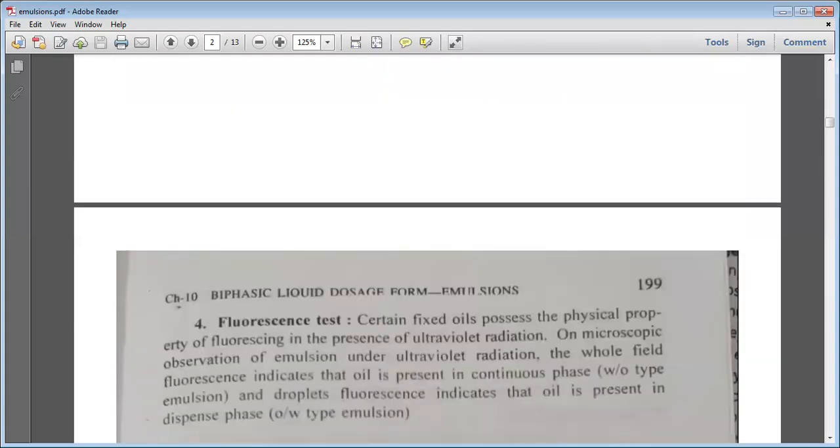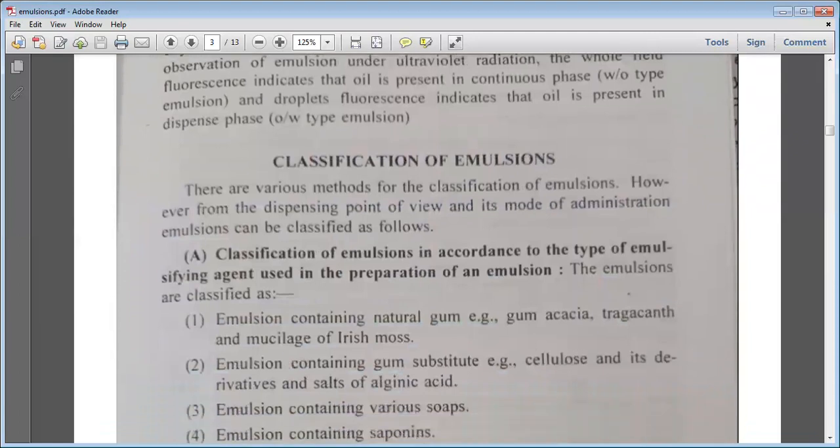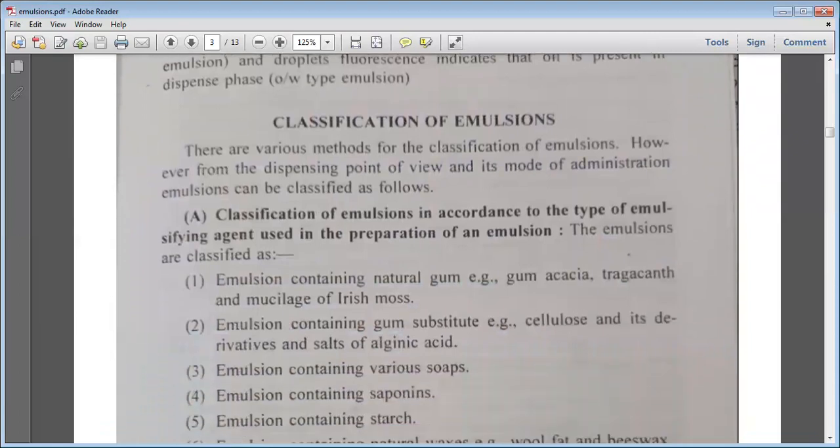So when we go to the next part, that is the classification of emulsions. The emulsions, as you know, are classified into different classifications. Before this, I want to tell you that they can be classified according to the different types of emulsions, that is known as oil in water, water in oil, multiple emulsions, micro emulsions, and nano emulsions. So this is the classification based on the different types.